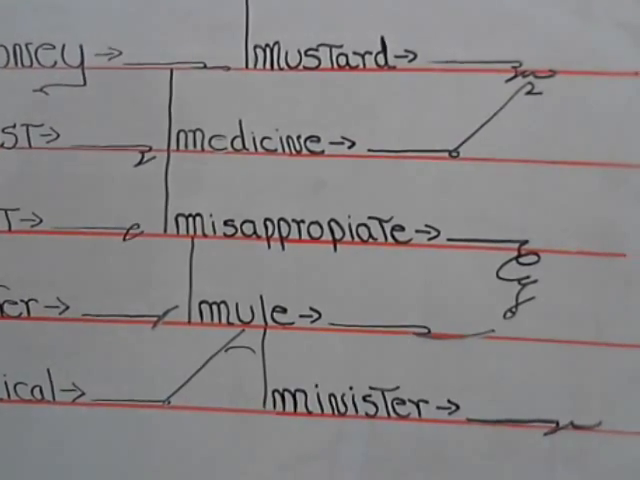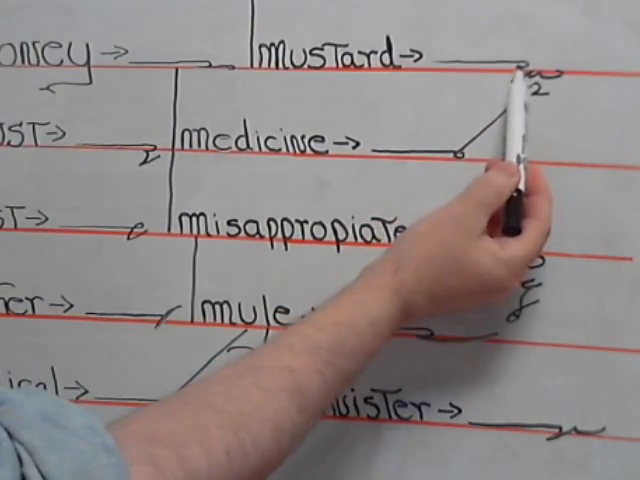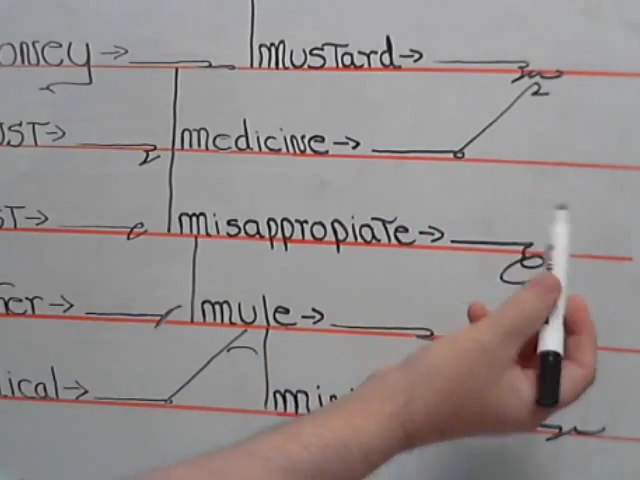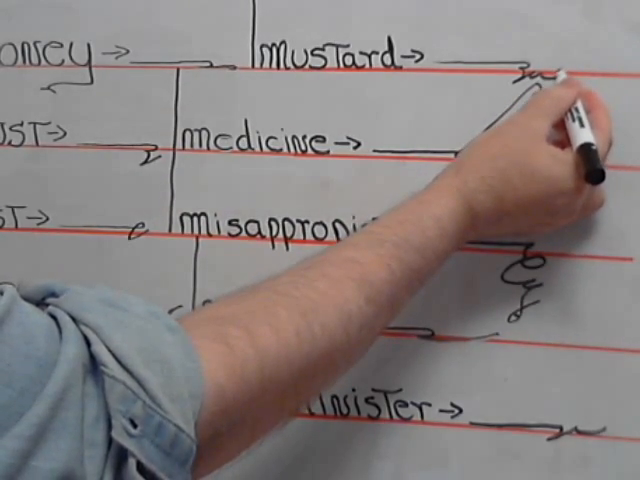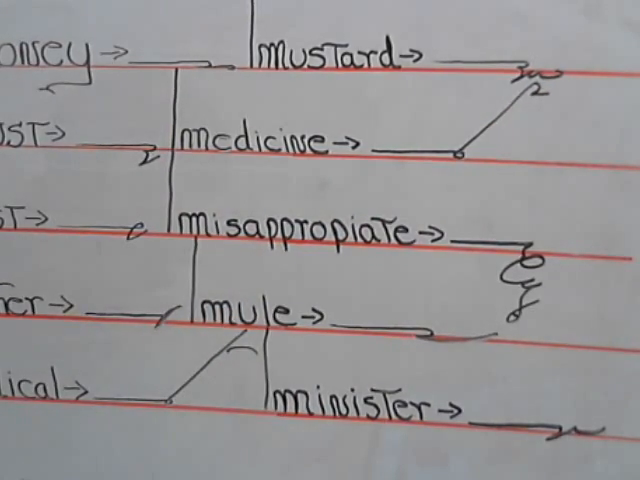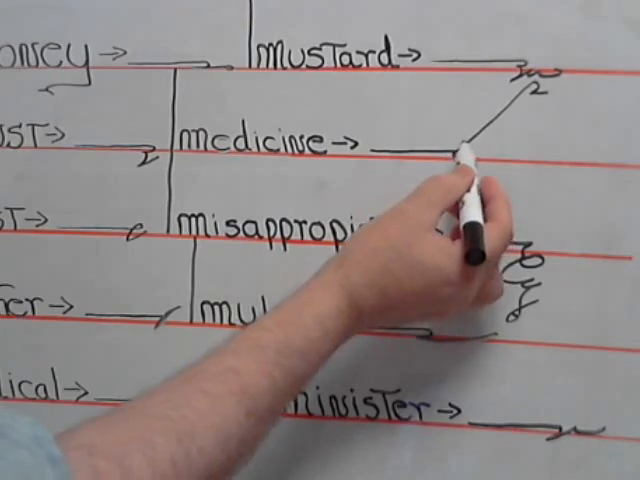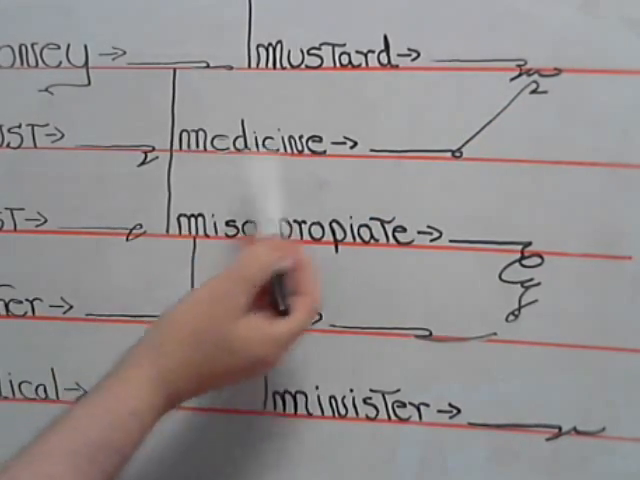Okay, let's look at the word mustard. The word mustard is M-U-S-T-O-R-D. And remember the R-D, instead of going out with the D, we just curl the R around, and that will give you your R-D ending. Okay, let's look at the word medicine. Medicine is just M-E-D-S-N. Okay, and look at all those alphabets.